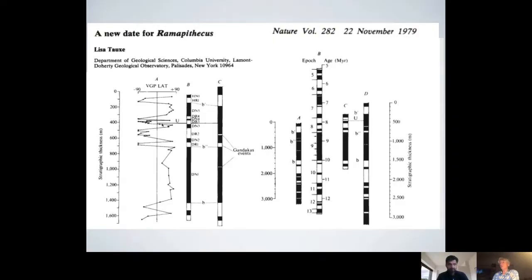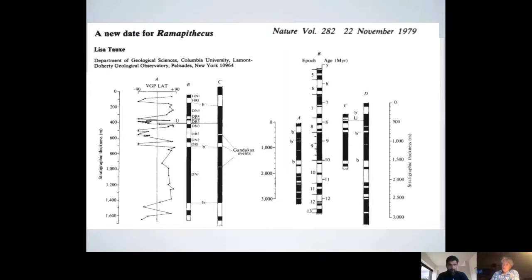And so all of the fossil horizons that were associated with this, this is the U sandstone I showed you before, and this is that reversal that we sampled in detail. The fossils that were associated with U sandstone, their date changed by a lot, became much younger by more than 1 million years.